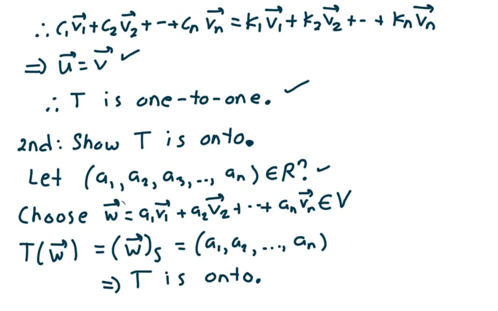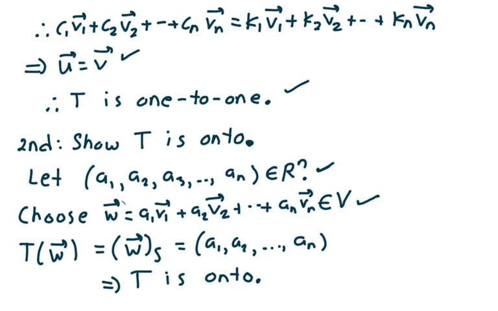v1, v2 through vn come from this vector in Rn. So, in other words, I'm going to choose w equal to a1v1 plus a2v2 plus ... plus anvn. And that belongs to V, right? Now, T of w is the coordinate vector of w relative to S. And that is the vector (a1, a2 through an), right? And that's because of the way I structured w.